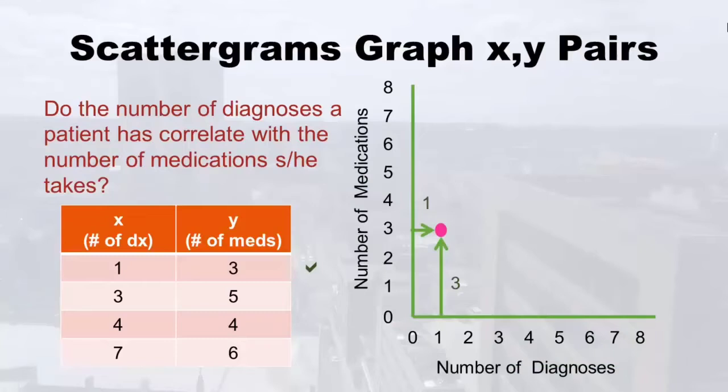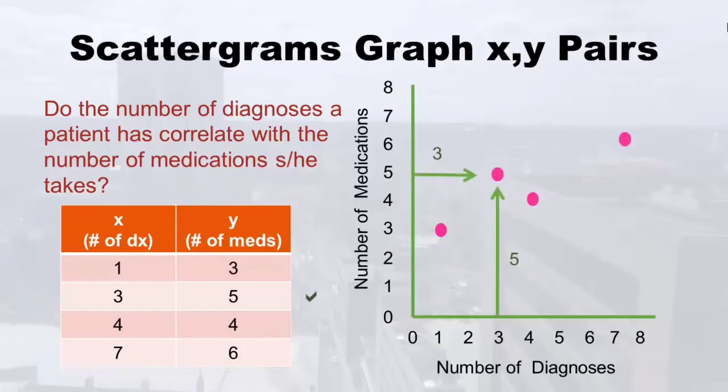Okay, so here we go. I labeled the x-axis number of diagnoses, just to keep things straight, and the y-axis number of medications. And then you'll see where I put the dot, right? Because x is 1, I went over to one diagnosis. And then because y was 3, I went up 3. And there goes the dot. That's where that first person gets a dot. And that's what you're going to do with these other ones too, put dots.